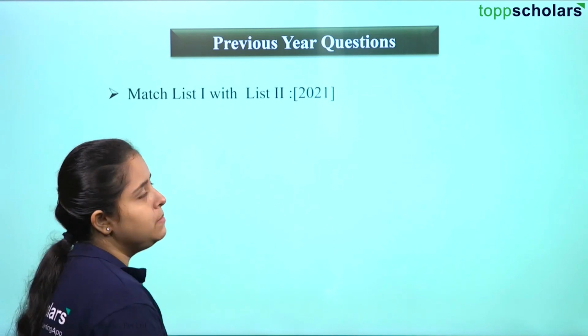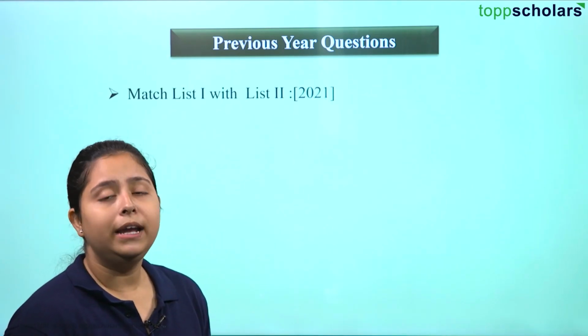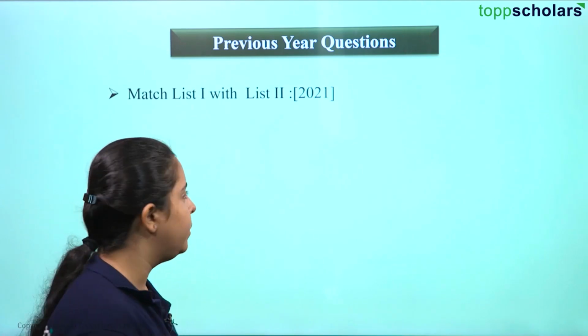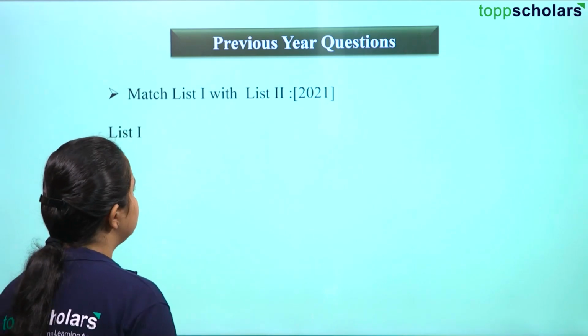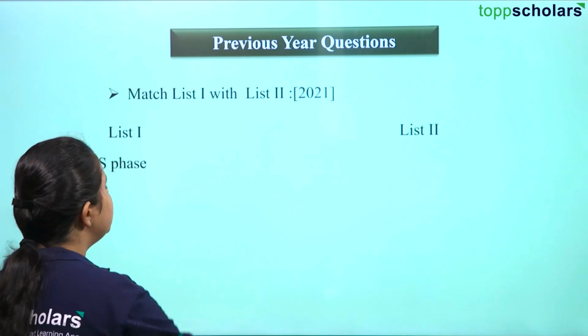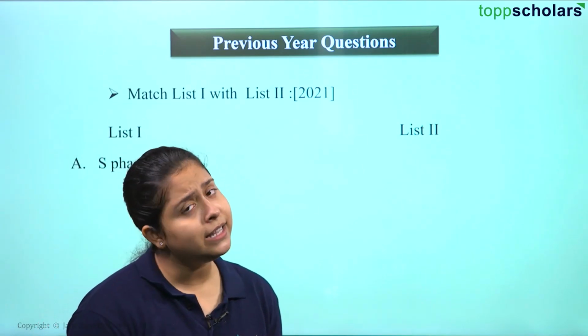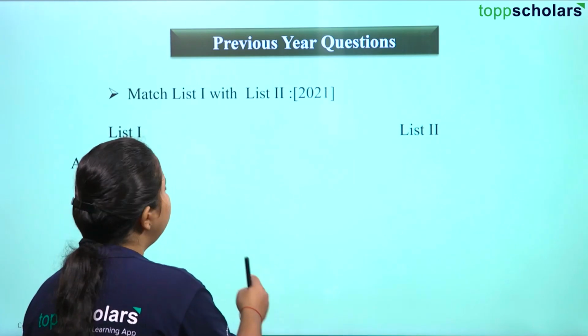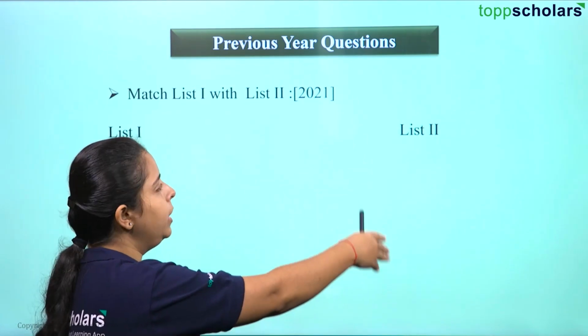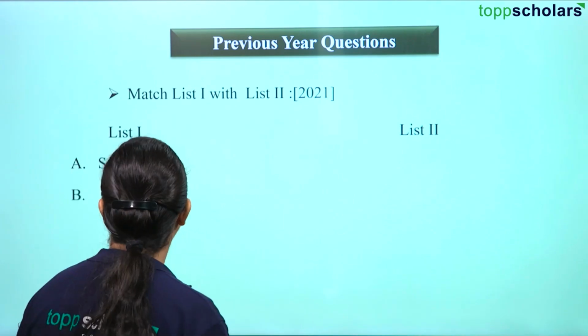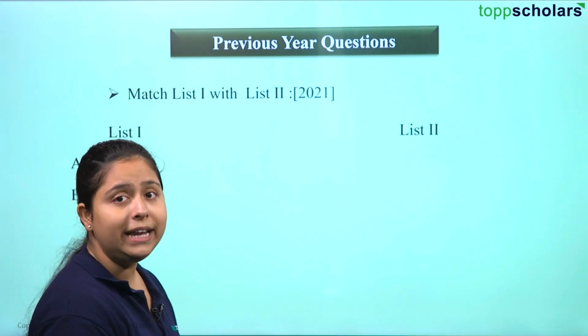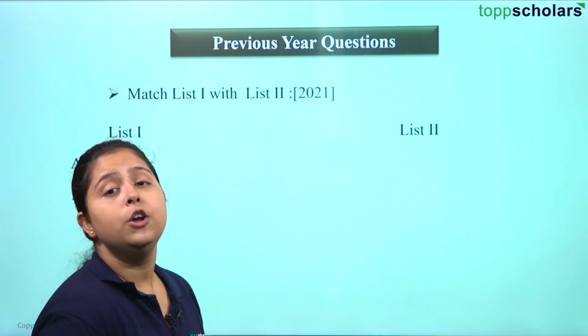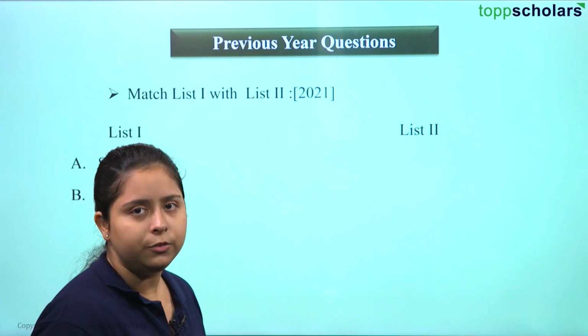So here also there is a matchup, and this has come in year 2021. Here also we have list 1 and list 2. First entry is of S phase. S stands for synthesis. What is being synthesized? DNA, so something related to DNA should be looked for in list 2. Let us go for B, that is G2 phase. Gap 2, proteins will be synthesized, which will be required in cell division.